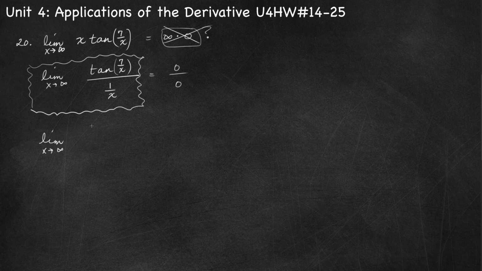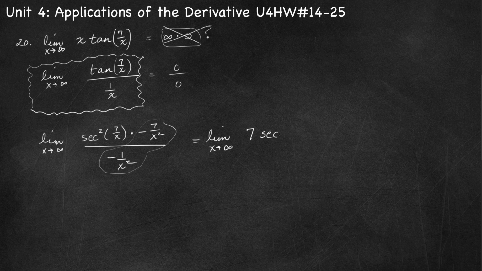The derivative of tan of 7 over x, we need to use chain rule. This is in the form of tan of stuff. The derivative of tan stuff is secant squared stuff times the derivative of the stuff. Then in the denominator, the derivative of 1 over x is negative 1 over x squared. Negative 7 over x squared divided by negative 1 over x squared is 7. So now I have the limit as x approaches infinity of 7 times secant squared of 7 over x.